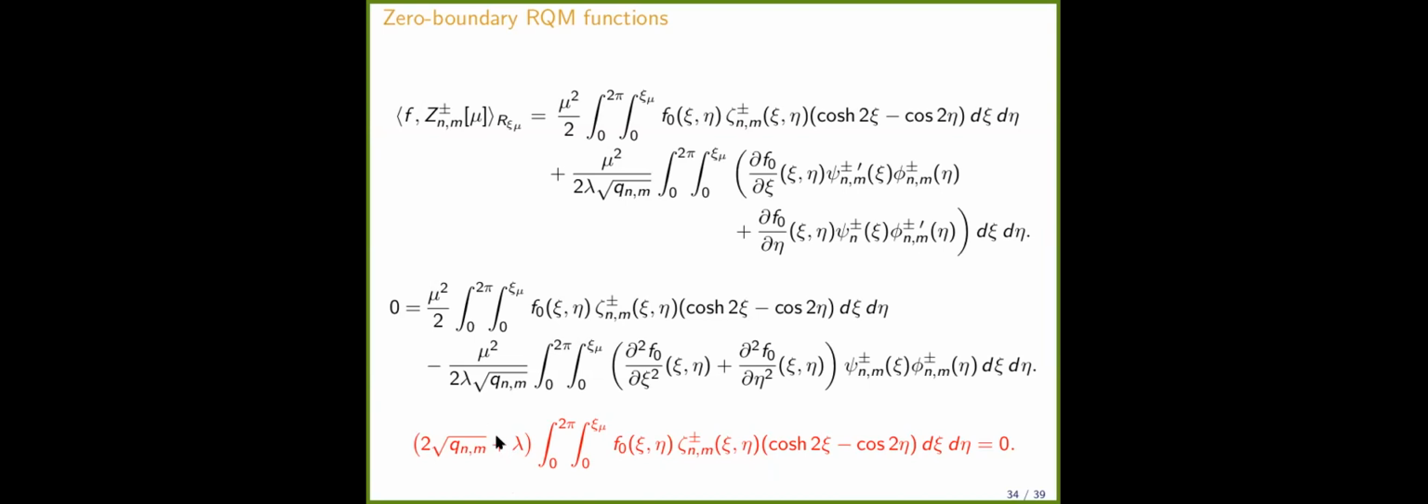In all probability, lambda will be different from all of the minus 2 squared of qnm. And so if we are lucky enough for that to happen, this integral is always 0. And by the completeness theorem for the zetas, we get that the f naught is equal to 0. However, it could happen that lambda is equal to 1 or more of these qnm's. By the increasing property of the q's, it would be only 1 m for every n.